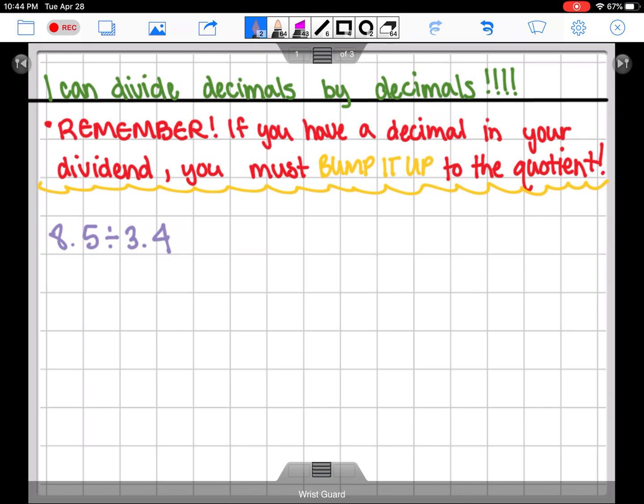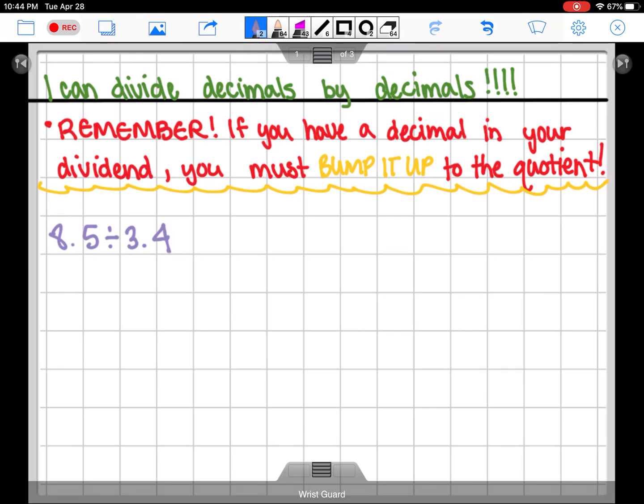And that divisor, when we are ready to divide, this divisor cannot have a decimal in it. This one can have a decimal in it. We're fine with that. We don't care. But that divisor cannot have a decimal, all right?